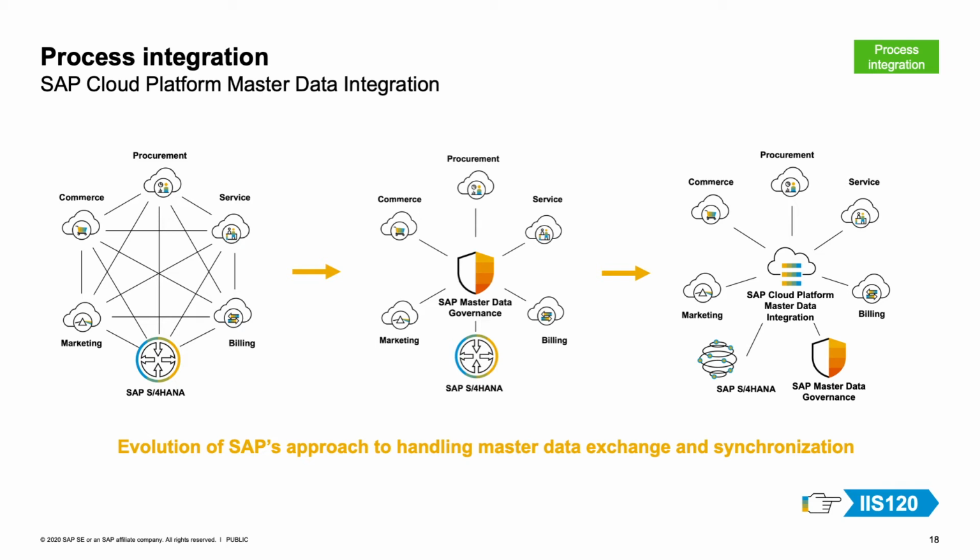The second step in this evolution is master data governance, really taking care of a central master data hub in the middle. And I think that's still highly relevant. The third evolution, which now targets the intelligent enterprise strategy, is that we really want to simplify the exchange of master data between the LOB applications.